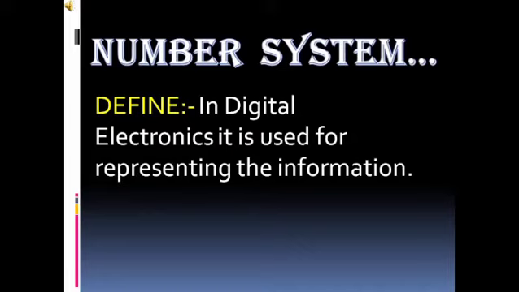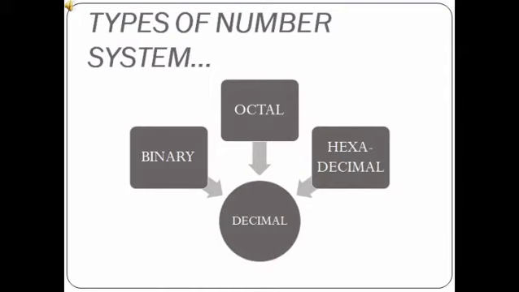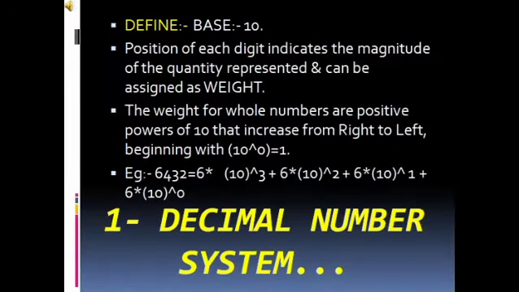Now we'll be discussing the detailed lecture upon it. Okay, now let's move further. Types of number systems. There are 4 types of number systems: decimal, binary, octal and hexadecimal. Let's discuss them also. First, we have the decimal number system.